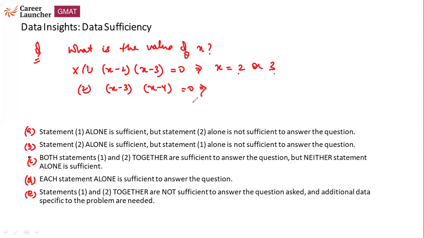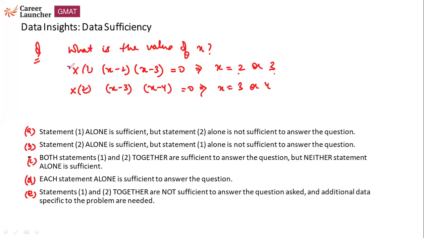Similarly, x is equal to 3 or 4. It could be 3, could be 4. Now, what's the definite value for x? Can I answer? It could be 3, could be 4. Same reasoning, nothing can be concluded. The second statement alone is not sufficient to answer the question.